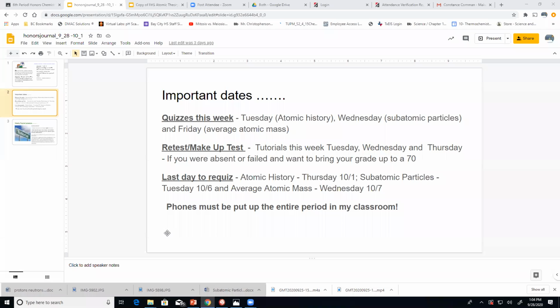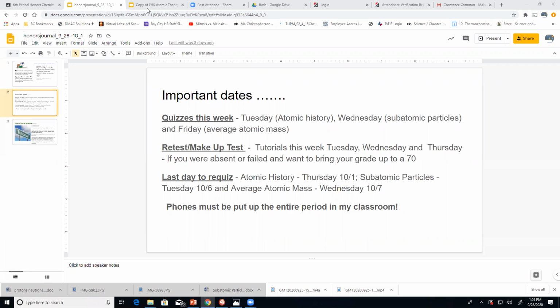I have tutorials on Tuesdays, Wednesdays, and Thursdays. Remember, if you're going to come to tutorials, since y'all are virtual, I need you to let me know at least an hour before they begin, so I'll know that I need to open up that link. And then last day to re-quiz, these dates are listed right here. Remember, if you fail a quiz, you can retake it and try to bring it up to 70, but that time is not unlimited. So for instance, if you fail the quiz tomorrow, which hopefully you won't since it's just 10 multiple choice questions, then you have until Thursday to come in for tutorials and re-quiz on that one and try to bring that grade up.